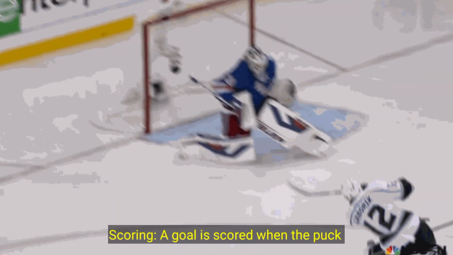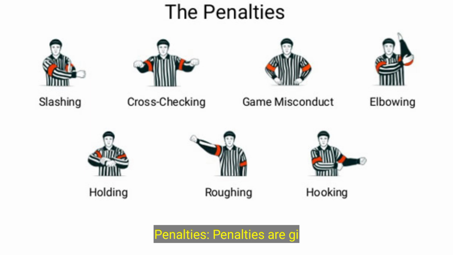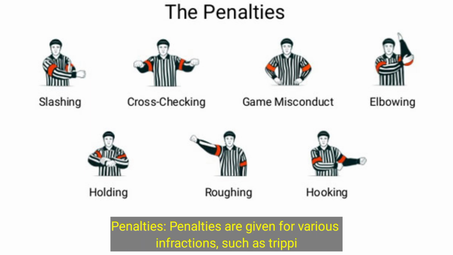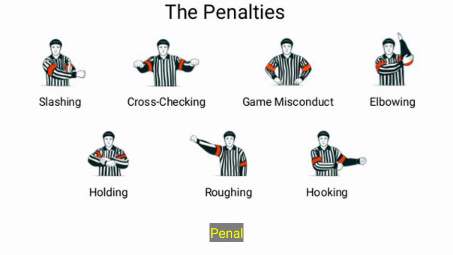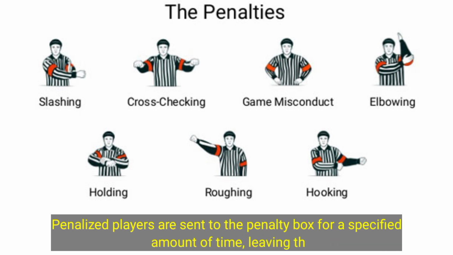Scoring. A goal is scored when the puck completely crosses the goal line and enters the net. Penalties. Penalties are given for various infractions, such as tripping, hooking, and fighting. Penalized players are sent to the penalty box for a specified amount of time, leaving their team short-handed.